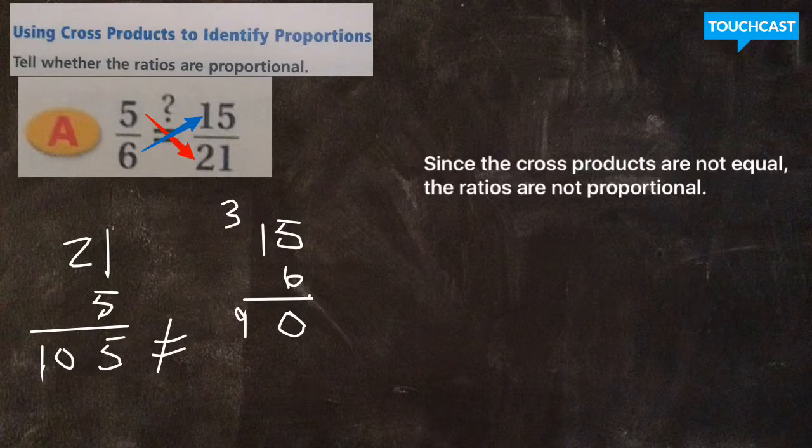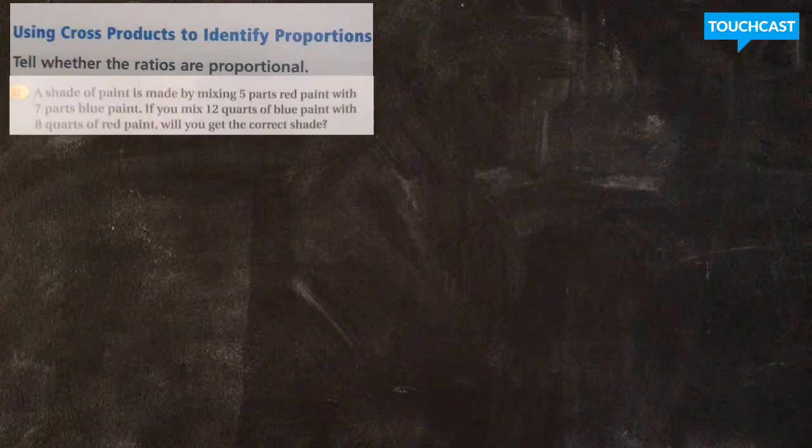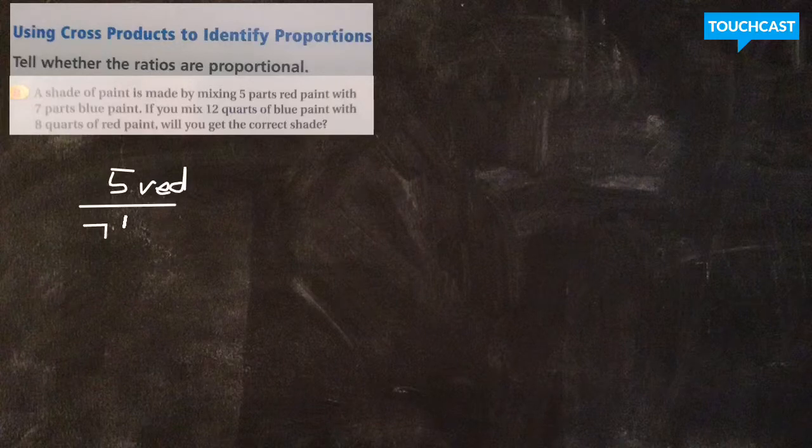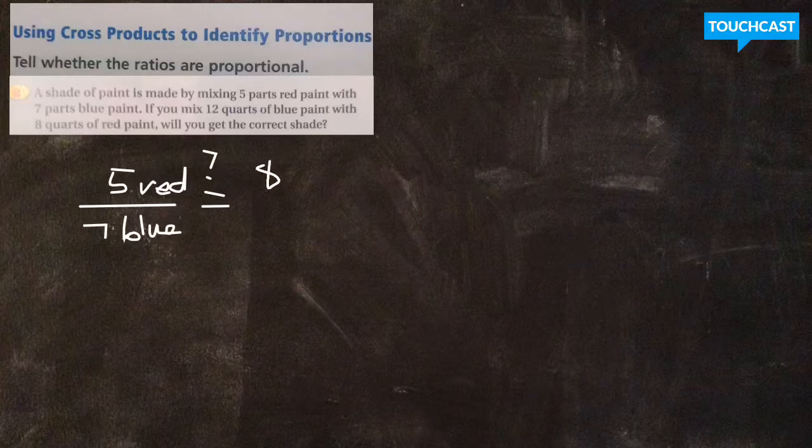So let's look at example 1B next. A shade of paint is made by mixing 5 parts red paint with 7 parts blue paint. If we mix 12 quarts of blue paint with 8 quarts of red paint, will we get the correct shade? So what we're going to first do is write two ratios. We have 5 parts red, or we can just say 5 red to 7 blue. Is that going to equal 8 red to 12 blue?